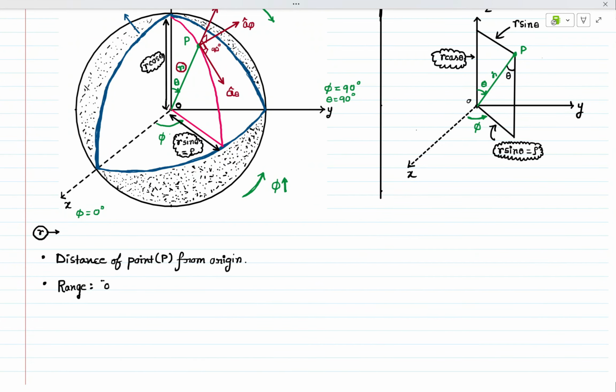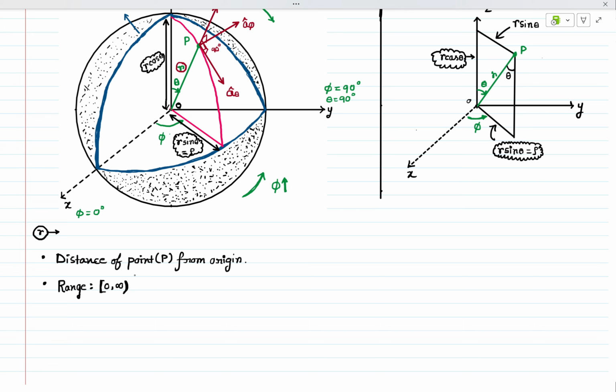Okay. That is 0. And it can go up to what? Go up to infinity. Right. That is the radius, infinite radius circle, or the sphere of the infinite radius. It may happen.